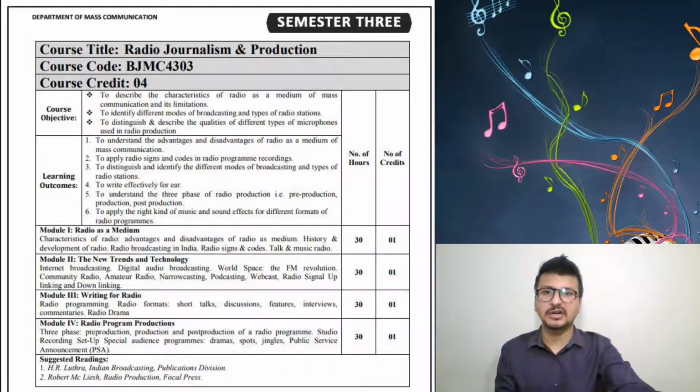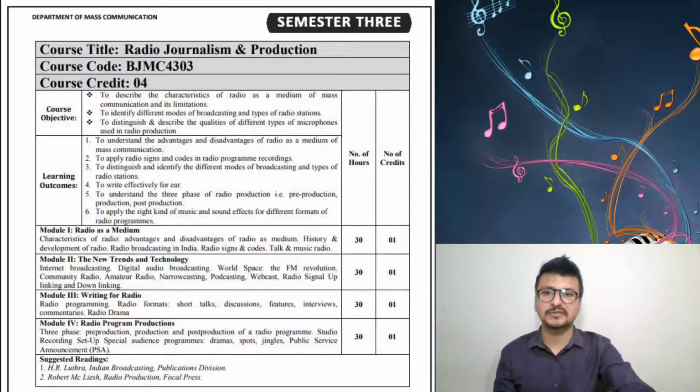The learning outcomes are to understand the advantages and disadvantages of radio as a medium of mass communication, to apply radio science and codes in radio program recording, to distinguish and identify the different modes of broadcasting and types of radio station, to write effectively for the ear, to understand the three phases of radio production, that is pre-production, production and post-production, and the last outcome is to apply the right kind of music and sound for different formats for radio.